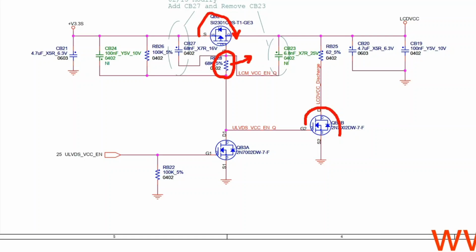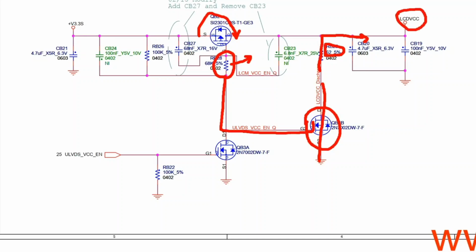If you look here, this MOSFET is still turned on because we are getting 3.3 volt at this point. As an N-channel MOSFET, it will turn on and conduct low impedance at this point. This resistor is just 62 ohms, so it will surely conduct the low ohm at this point. So our LCD VCC will not be generated. In order to solve this problem, rather than removing this MOSFET, we can remove this resistor from this place. So we will be getting 0 volt on this gate and also on this gate here.